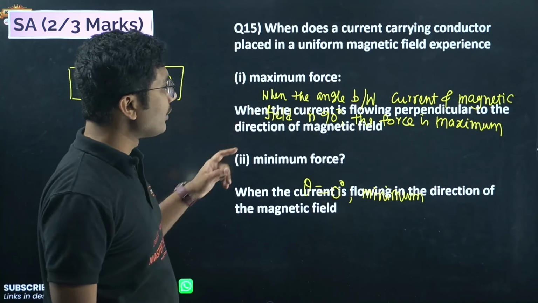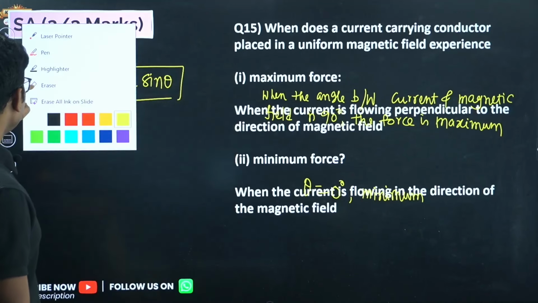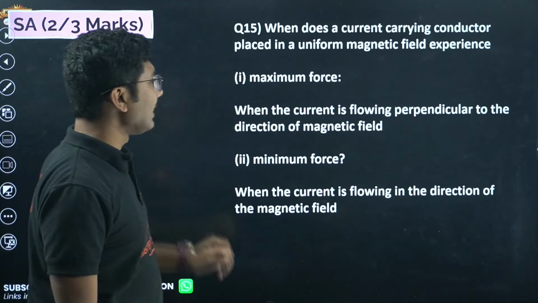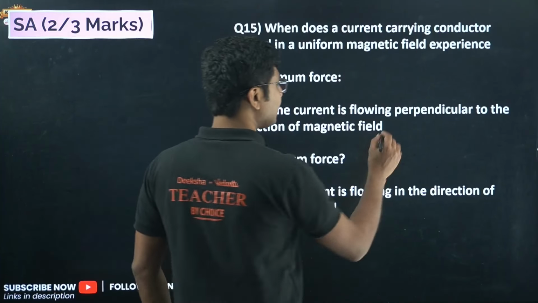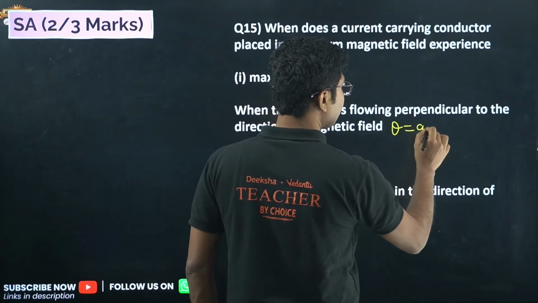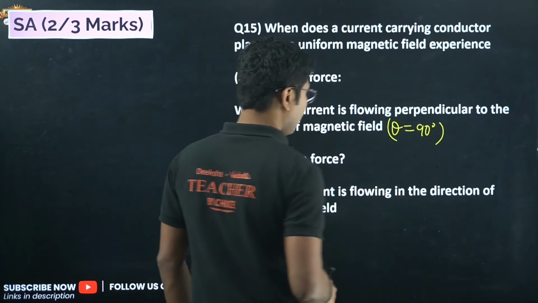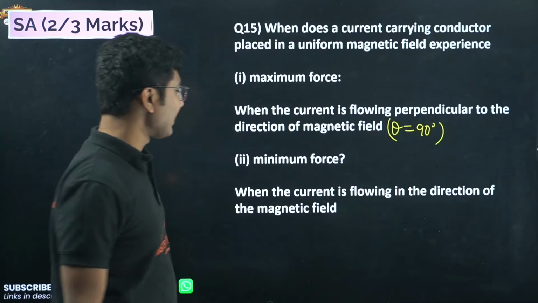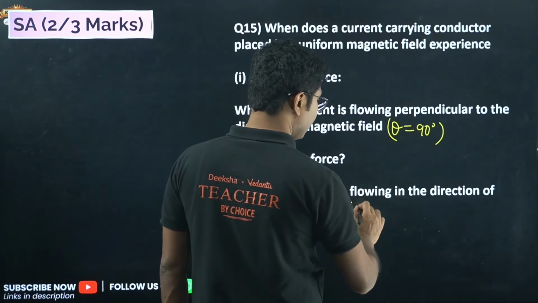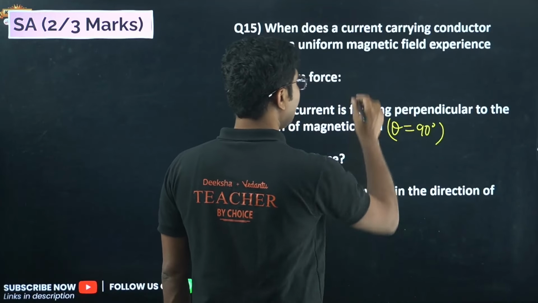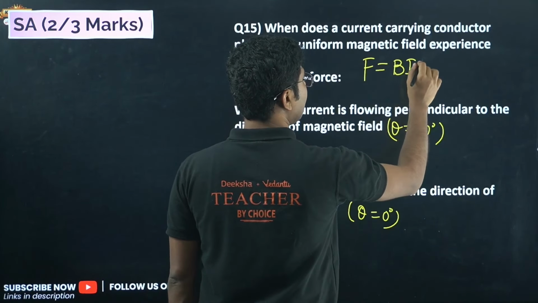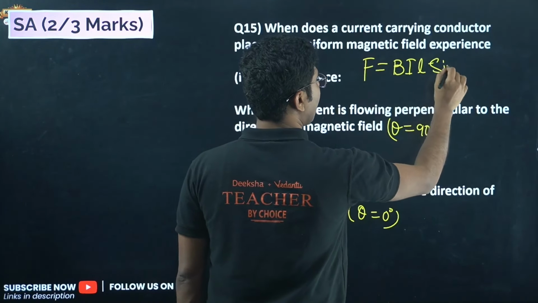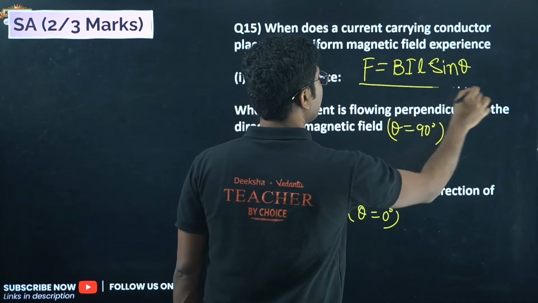When the current is flowing perpendicular to the direction of magnetic field, force is maximum, so theta equals 90 degrees. And when the current is flowing in the same direction as the magnetic field, theta equals 0 degrees. And force is given by BIL sin theta.